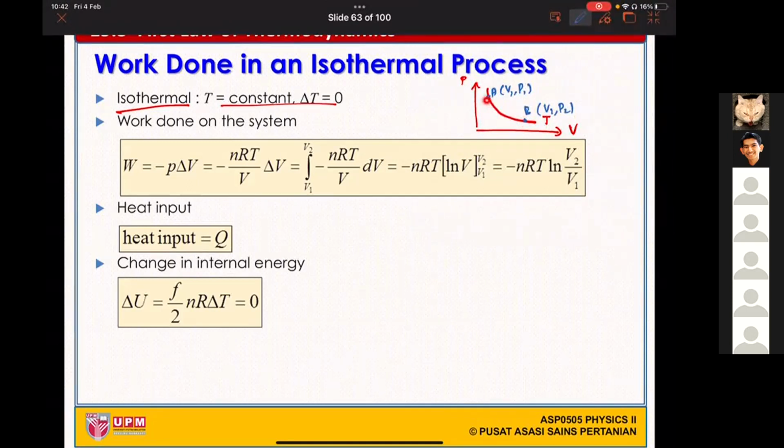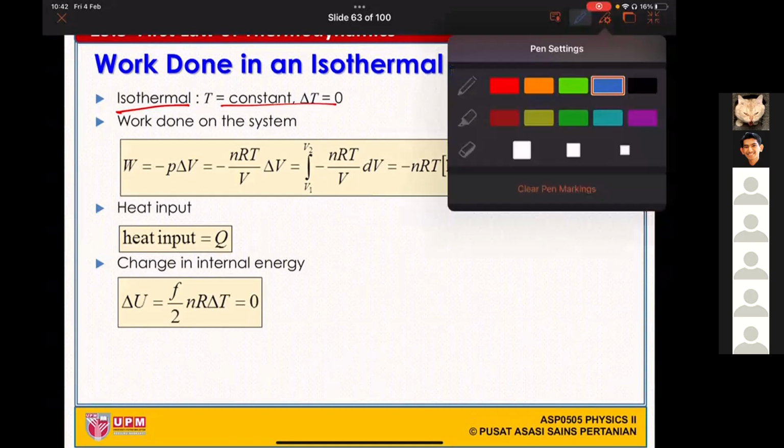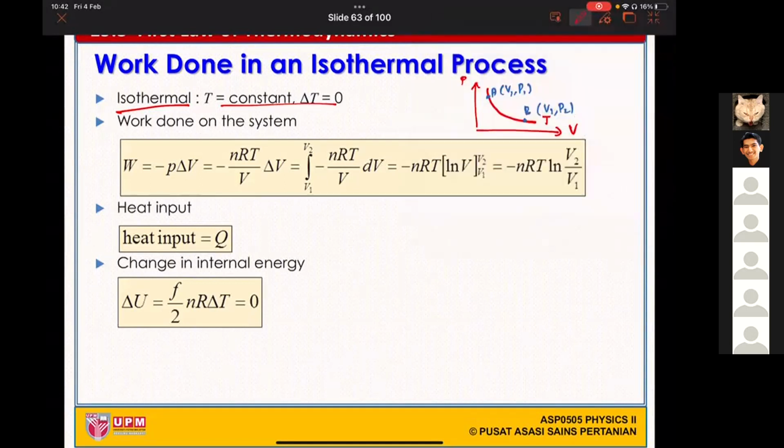Bermaksud volume dekat point A dengan point B tak sama. Pressure dekat point A dengan point B pun tak sama. Betul tak? Kalau dalam konsep isobaric dengan isovolumetric tadi, salah satu parameter dia sama, dia constant. Sebab tu tak ada masalah bila kita nak kira work. Tapi dalam konsep isothermal ni, volume dan juga pressure tak sama.